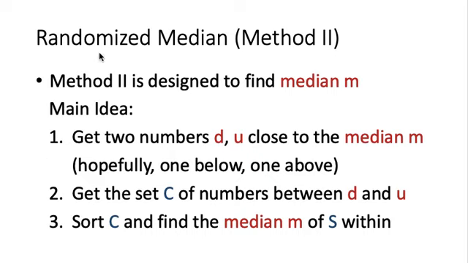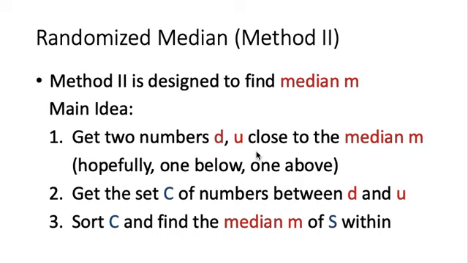Now the main idea for the second method is we are trying first to find two numbers. One of them, let's call it D, and the other is U, so that we hope that these two numbers are really close to the median of S. And we hope that one of the numbers, let's say D, is below the median, and the other number U is above the median. Now if we can have this D and U close enough to the median M, then we can make use of them to find the set of numbers in the set S that is between D and U.